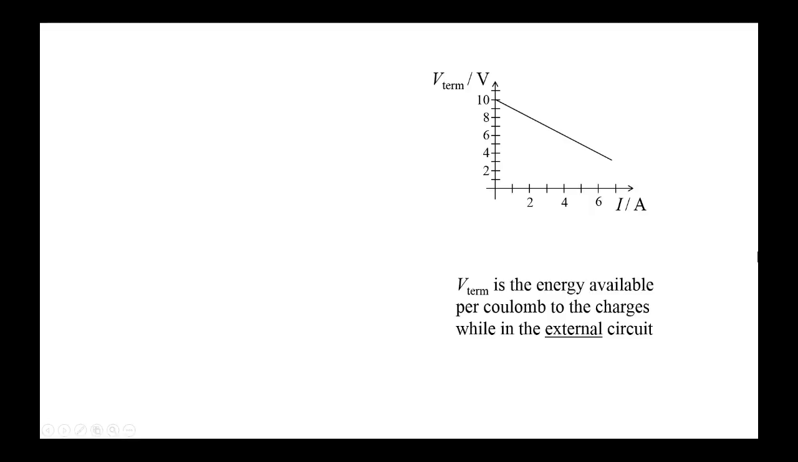But more precisely, terminal potential difference is the energy per coulomb because it's a voltage. So the energy per unit charge that's available to charges while in the external circuit. Think of it as how much energy the external circuit gets.